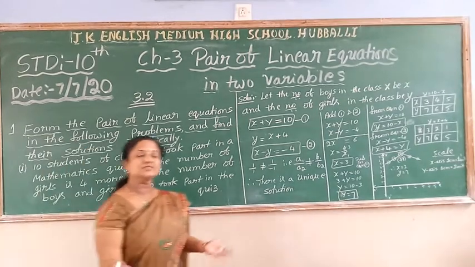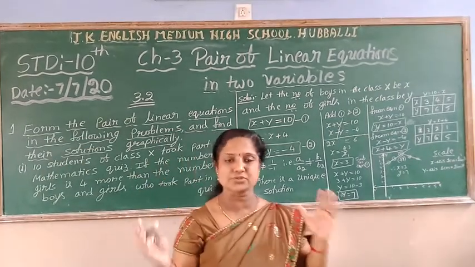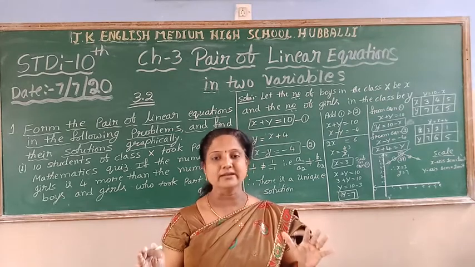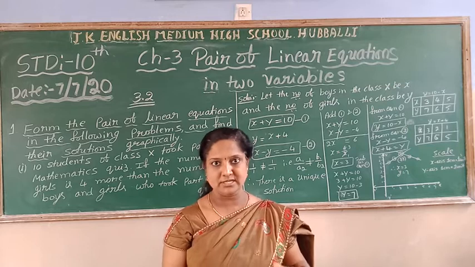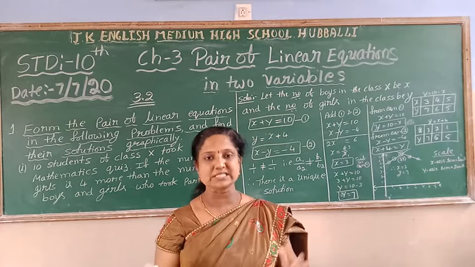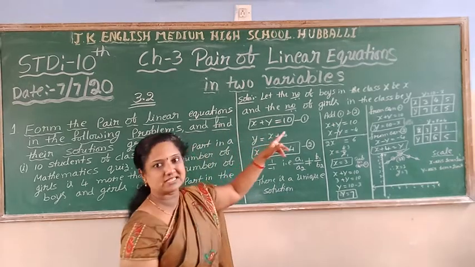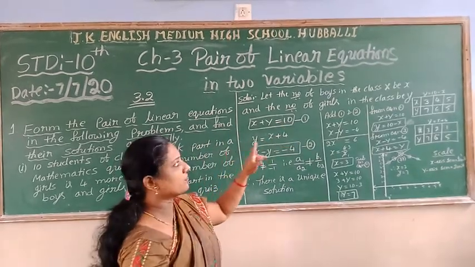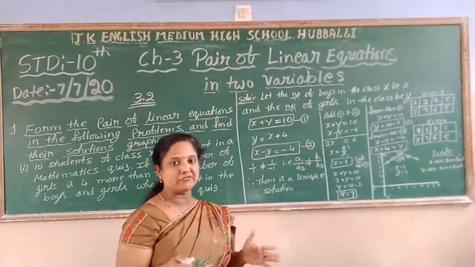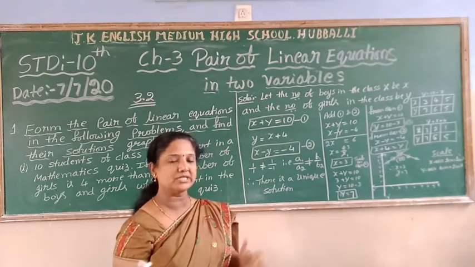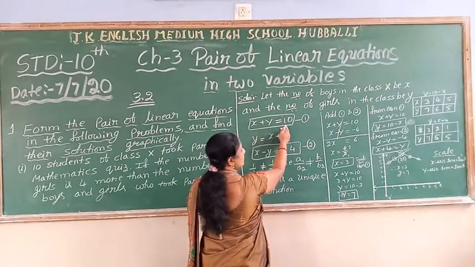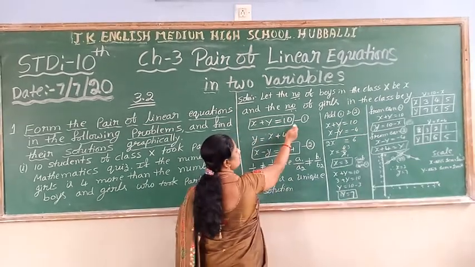So right now, in 10th standard, 10 students took part in the mathematics quiz. There are totally 10 students, and the number of girls is 4 more than the number of boys. Exactly, I don't know what is the number of boys and what is the number of girls. So let the number of boys in the class be x and the number of girls in the class be y. So total x plus y, the number of girls plus number of boys, totally how many students took part in the quiz? 10. So I can write it according to the statement: x plus y is equal to 10. You call this equation number 1.